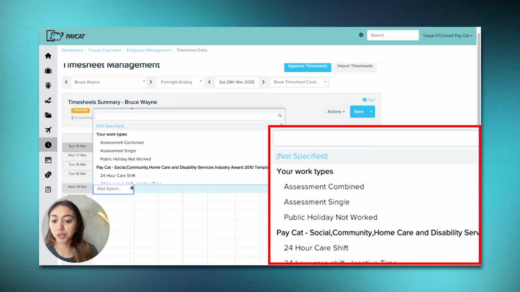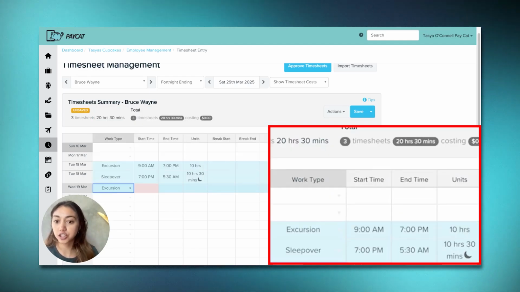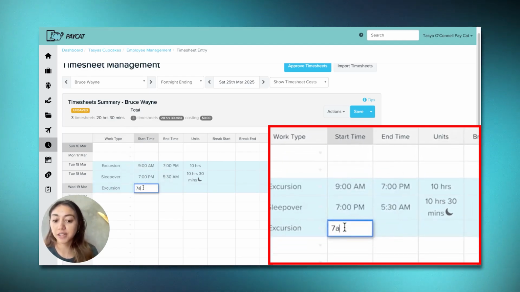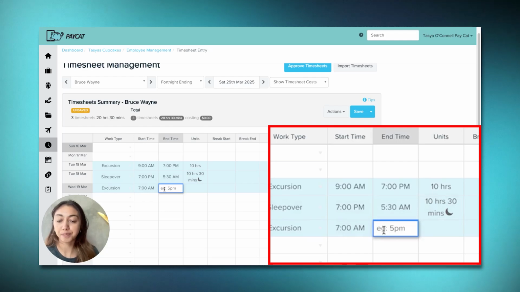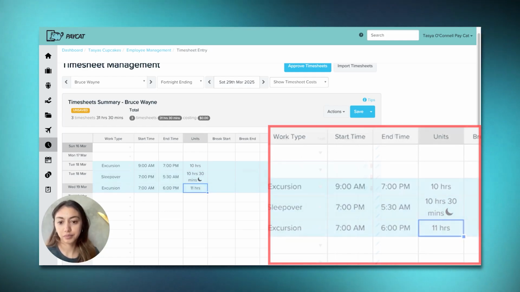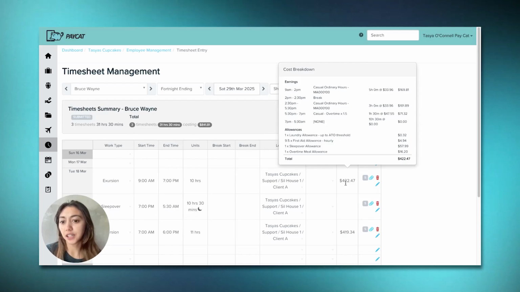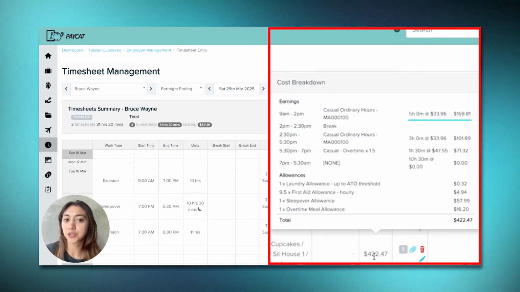Then on Wednesday, we're going to put in the remainder of the excursion, and it's going to be 7 a.m. through to 6 p.m. You can now see here the first day is being paid at the casual ordinary rate. After the 8-hour mark, it's being paid at the casual overtime rate for the hour 30 minutes.